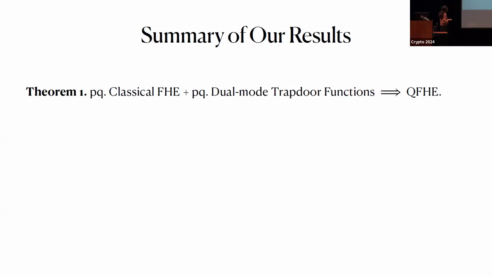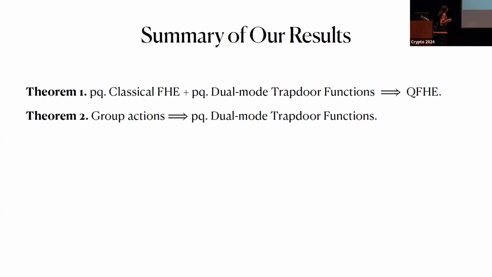Okay, so to wrap up, let me give a quick summary of our results. First, we gave a theorem that showed a generic way to take any classical FHE scheme and a dual mode trapdoor function to give a quantum FHE scheme. And second, we showed that we can construct these dual mode trapdoor functions from group actions. These 2 theorems imply that post-quantum IO plus group actions give you a new quantum FHE scheme.